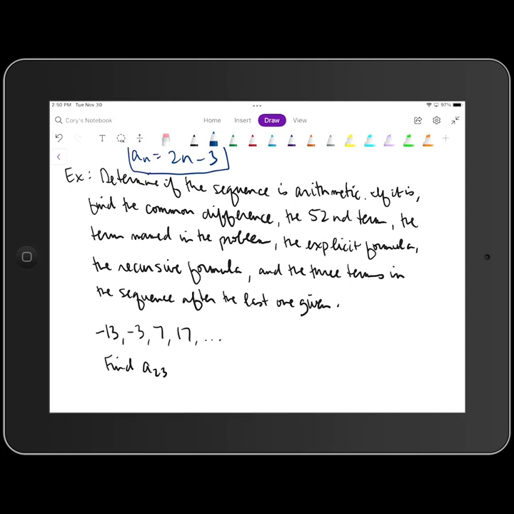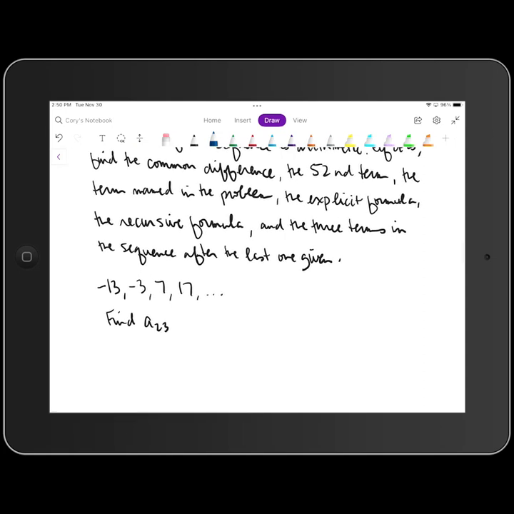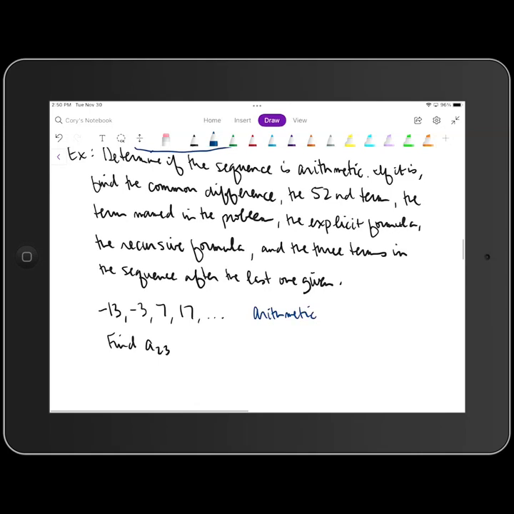So first off, we want to determine if the sequence is arithmetic. So what we want to do is we want to go from one term to the next and figure out if the common difference is uniform throughout. Okay, so when I go from the first term negative 13 to negative 3, I do that by adding 10. To go from negative 3 to 7, I do that by adding 10. To go from 7 to 17, I do that by adding 10. So that means that this sequence here is arithmetic. And we can also determine that the common difference d is equal to 10.